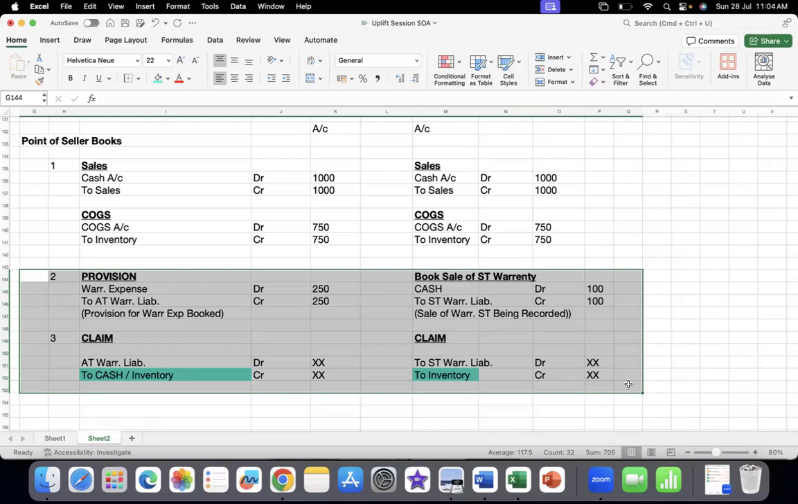For assurance type warranty, it is manufacturing specific. It will not involve any cost. It is already included in your cost of purchase. At the sale, you record a provision. For the other, you record a sale of warranty. On the claim, you provide cash or inventory. On claim, you provide only inventory.